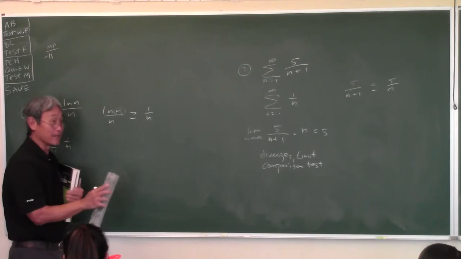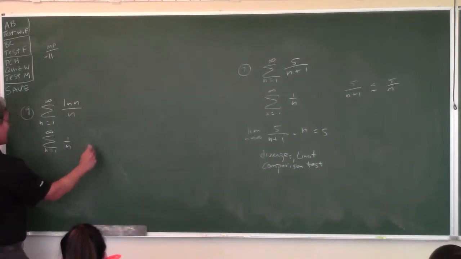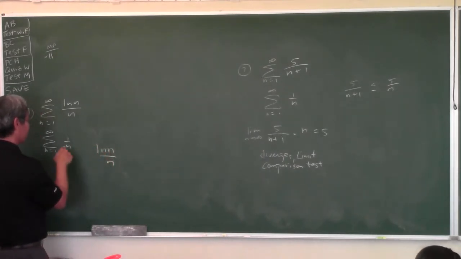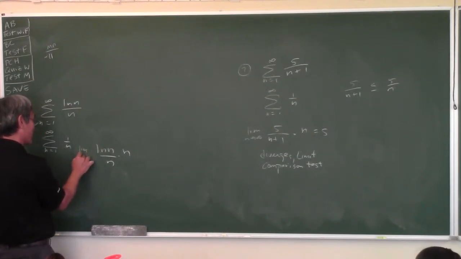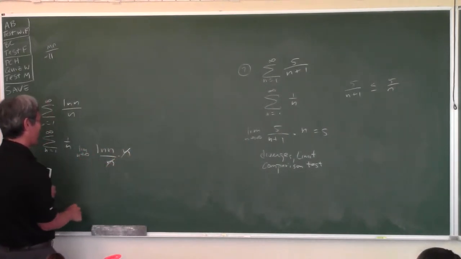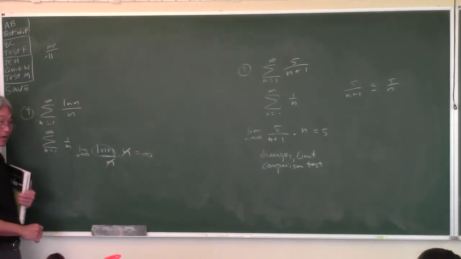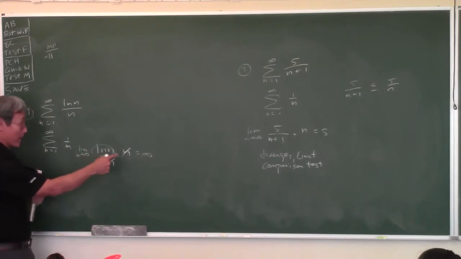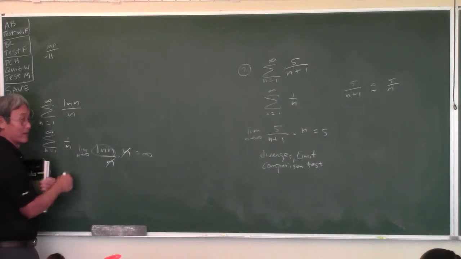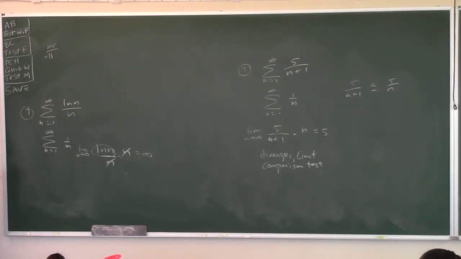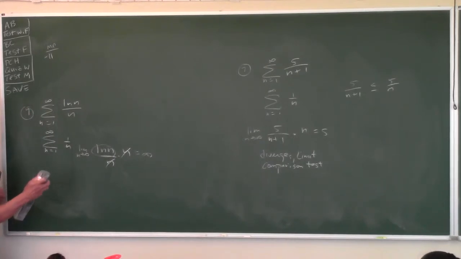Could I have used the limit comparison test? Let's try. What about the limit comparison test? So you take this one and you divide it by that, which is like multiplying by the reciprocal, and then you take the limit as n approaches infinity. These cancel out. What's the limit as n approaches infinity? It's infinity. So what? Diverges. Because remember, if the limit is infinity and this one diverges, that one diverges. So yes, the limit comparison test will work also.